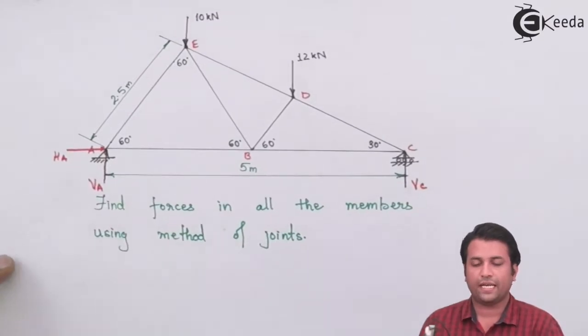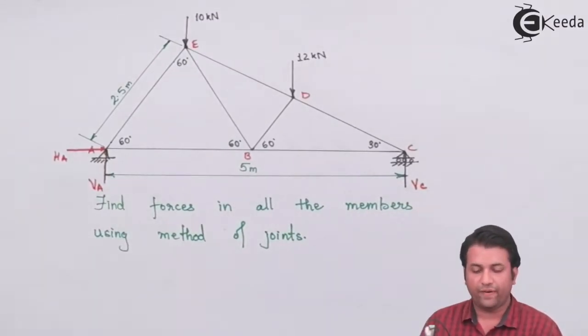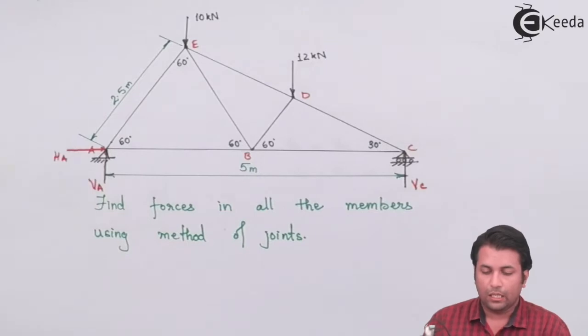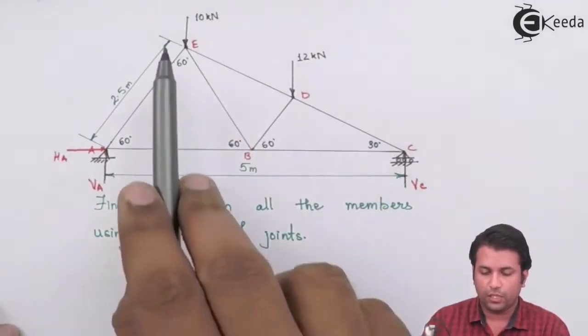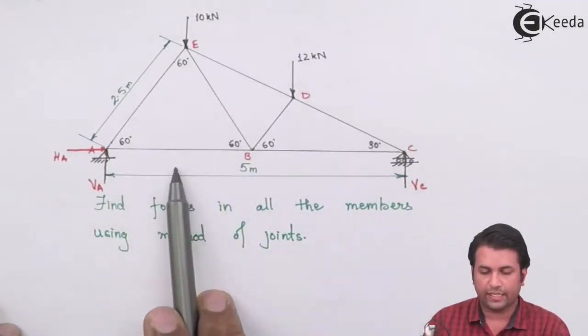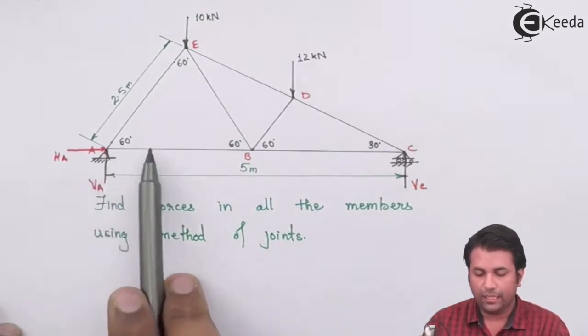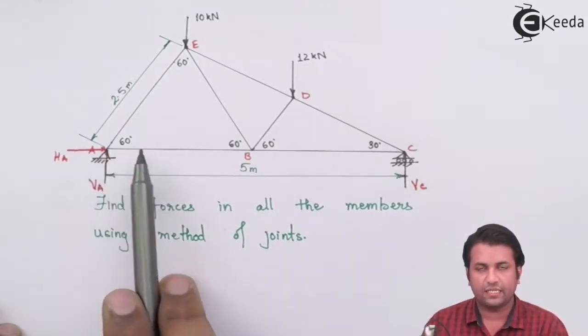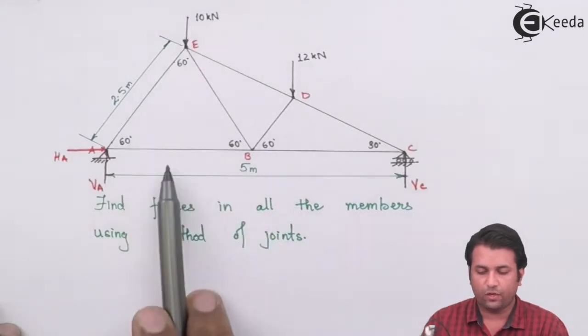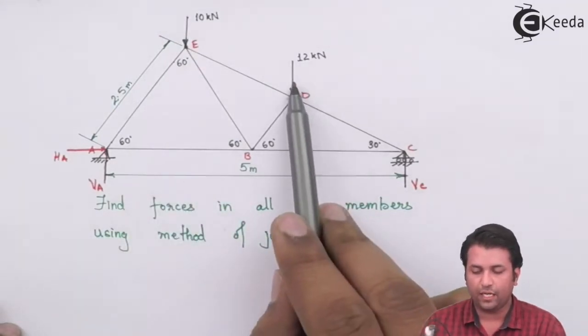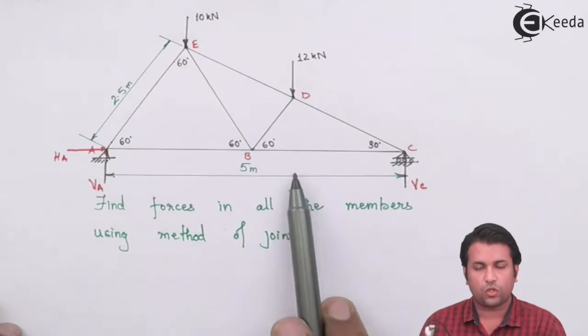Now the next equation that I can make is the moment equation. If I take moment about A, this force, the 10 kilonewton force, is going to pass in this direction. So I need to find out this distance. If I get this distance, that means I can take the moment of this force. Similarly, I need to find out the moment of this force also.